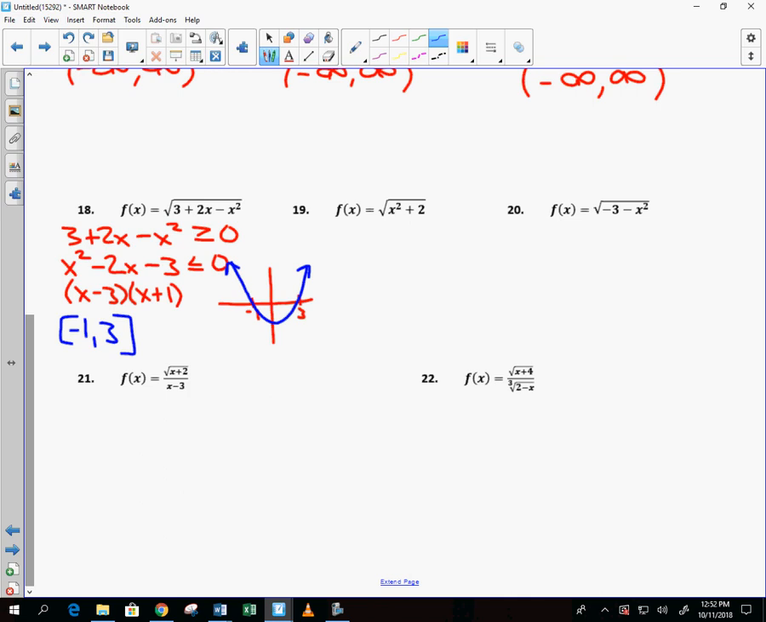F of x equals square root of x squared plus 2. Uh-oh, can't take the square root of negative. So x squared plus 2 must be greater or equal to 0. Oh, my teacher told me that if you want to solve a quadratic inequality, you need to make a graph. Does it factor? Nope. Do you know what the graph looks like? Yeah. Shifted up 2 units. Are we wondering where it's above the x-axis or below the x-axis? Above. Is it ever below? No, it's always above. So what's your domain? All real numbers.